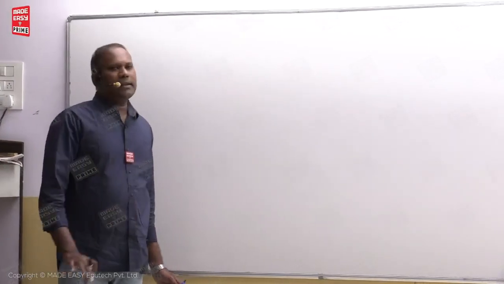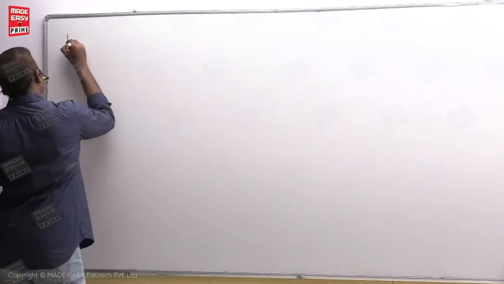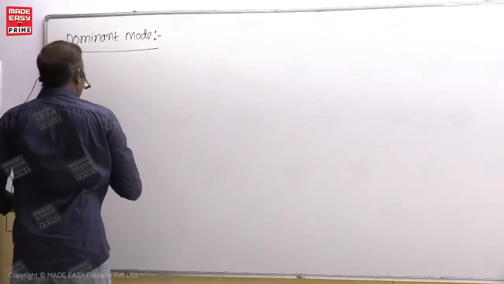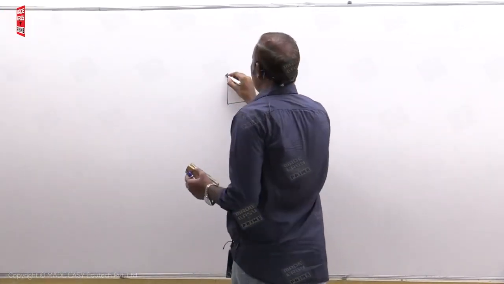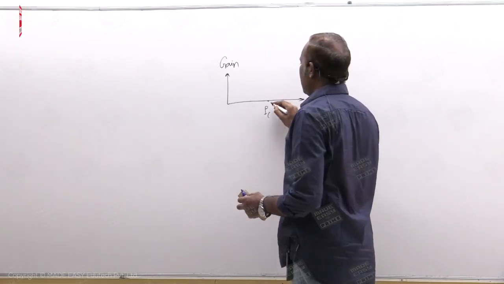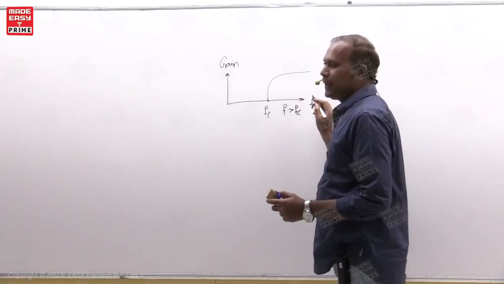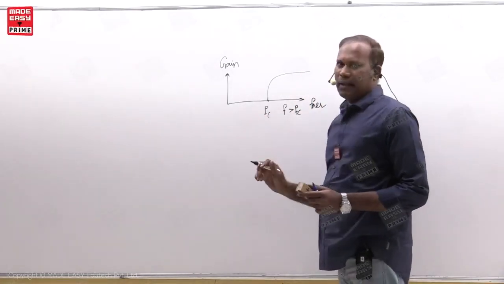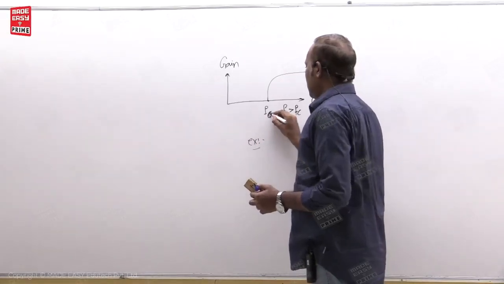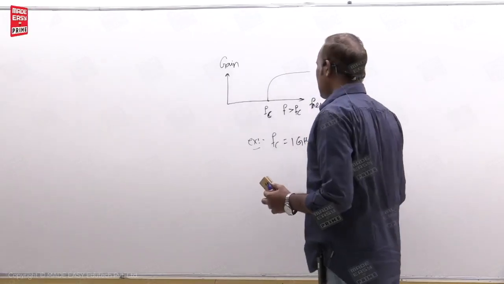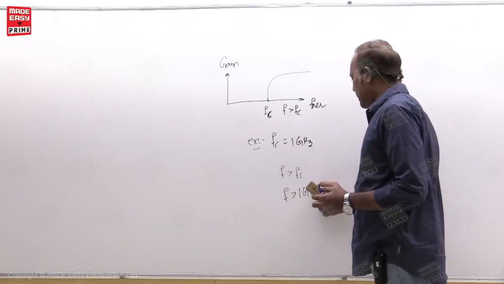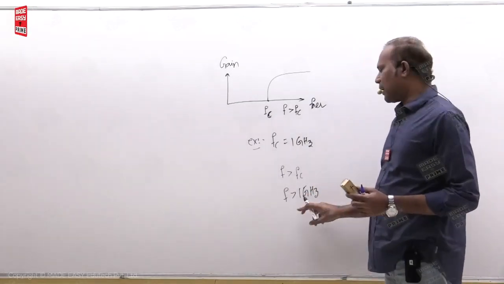So dear students, now let us talk of dominant mode. Actually, you know that we have seen in waveguides gain versus frequency. This is the cutoff frequency Fc. If frequency is more than cutoff frequency, then only it transfers the signal. If frequency is less than Fc, then signal cannot be transferred. For example, after calculation, Fc is equal to 1 gigahertz. What is the meaning of this? If frequency is more than 1 gigahertz, then only we can transfer the signal. Otherwise, we cannot transfer the signal.